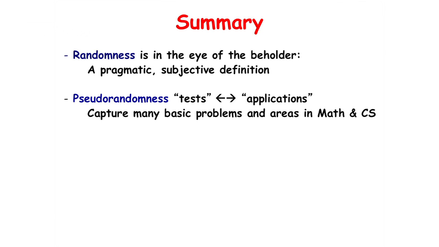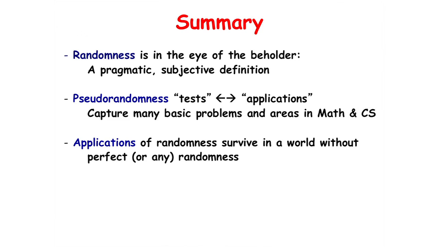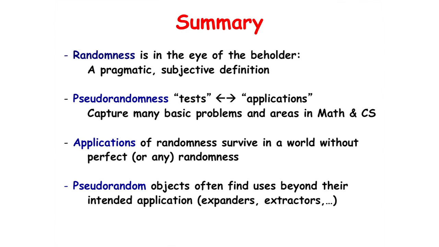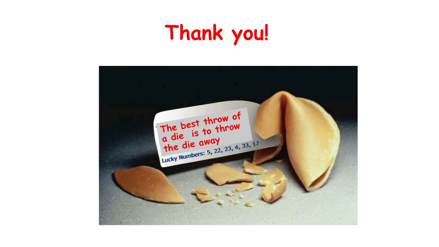It's a great common area of research between math and computer science. We saw that many of the applications of randomness survive even in a world without perfect randomness, or even without randomness at all. And I also stress that pseudorandom objects that sometimes are born to solve a problem like that find other uses far beyond their original intention. Thank you.